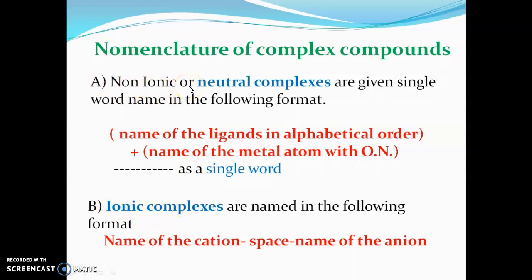Non-ionic complexes or neutral complexes are given a single word name in the following format. Name of the ligands in alphabetical order followed by name of the metal atom with oxidation number. And the entire content must be given as a single word. Coming to ionic complexes, the following syntax is followed. Name of the cation followed by name of the anion with a single space in between them.